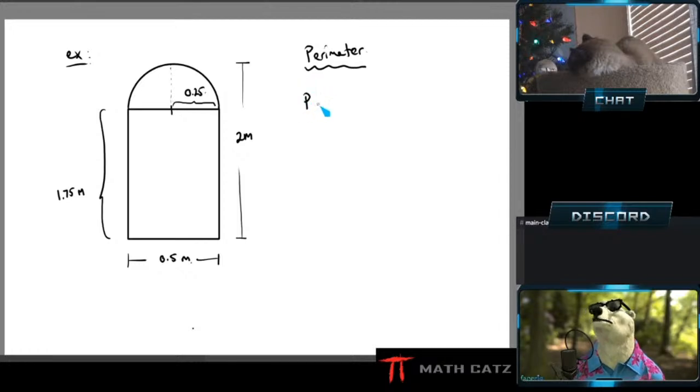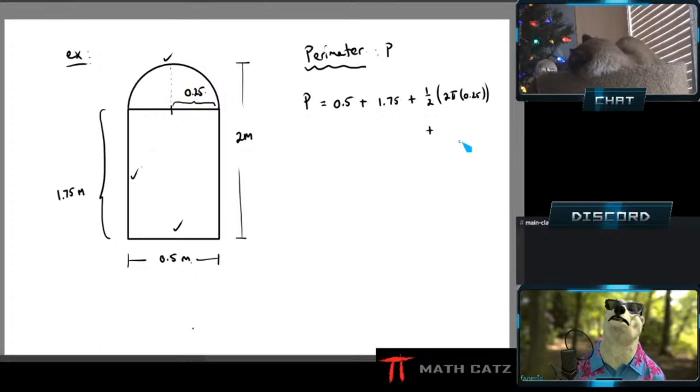The perimeter, let's call it P for perimeter. Let's start at the bottom. Why not? 0.5 plus, then the 1.75, then halfway around the circle. So a half times the circumference of a circle with radius 0.25, it's 2 pi r. And then, added here, the other side of the rectangle, which would be 1.75. But for perimeter, you still need to find all the sections one way or another.